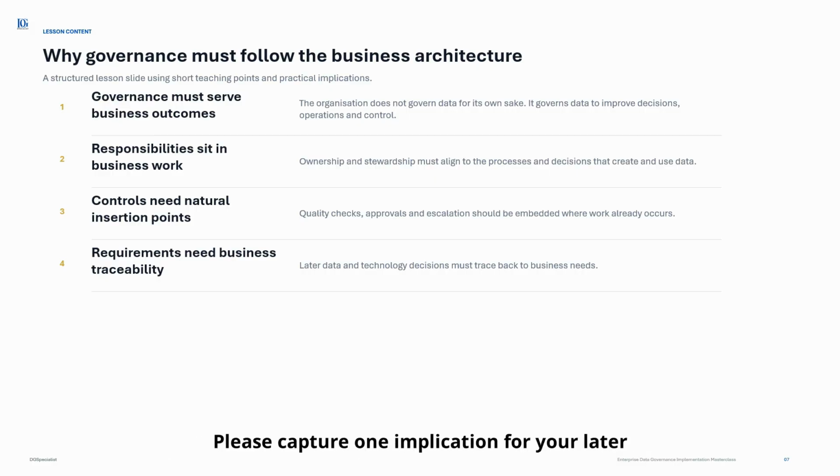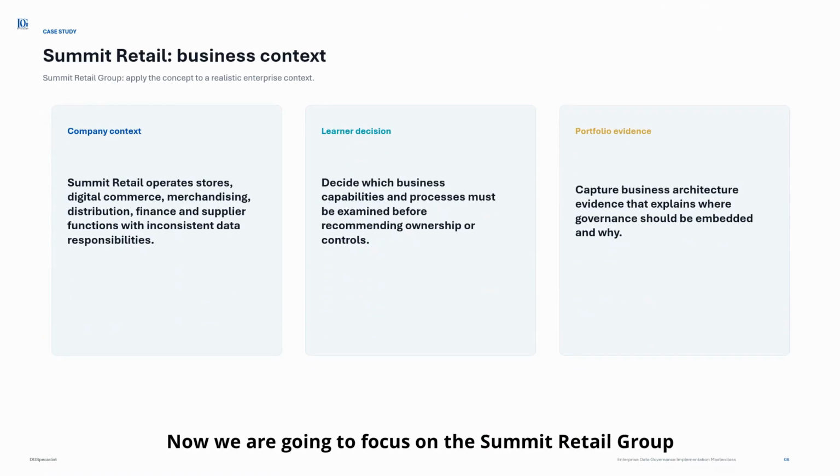Please capture one implication for your later portfolio output right now. The ultimate goal is to build compelling evidence that explains where governance accountability, strict data requirements, and actual operating model changes are needed. Now we are going to focus on the Summit Retail Group business context. The teaching point here is to actively apply this Phase B concept to Summit Retail Group rather than just leaving it as some theoretical architecture idea in your head.